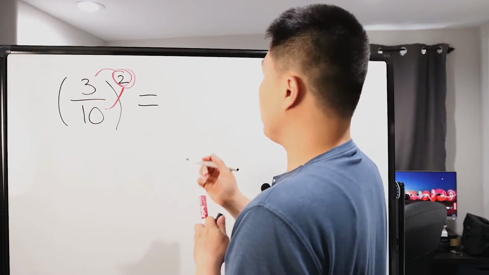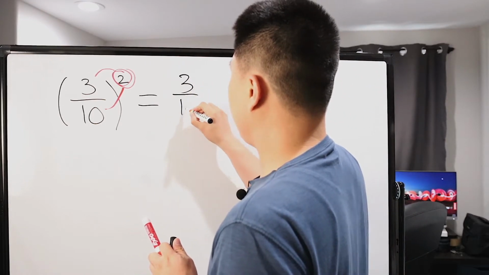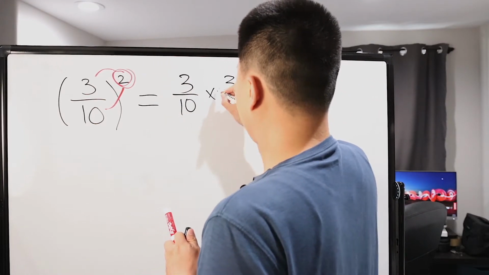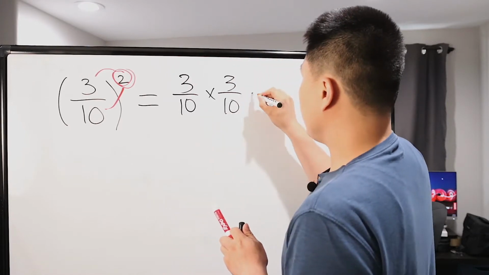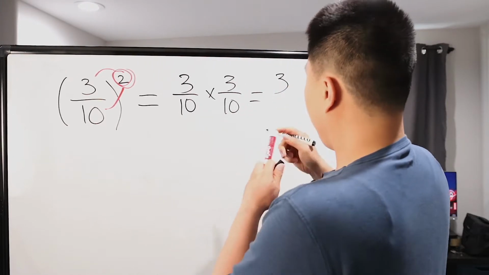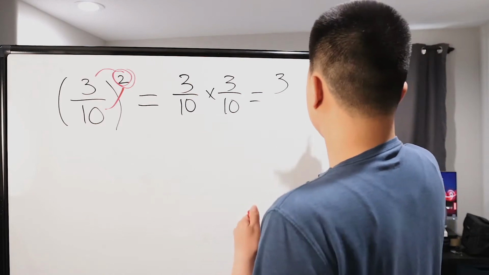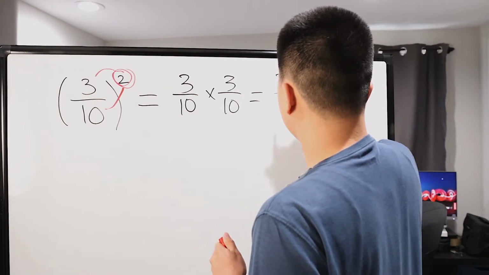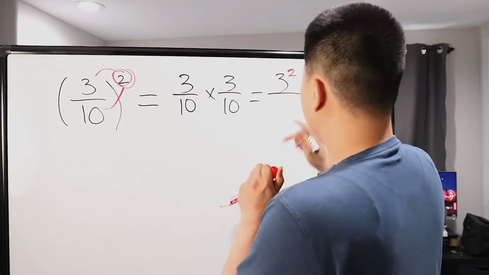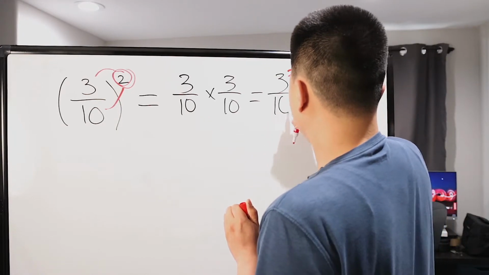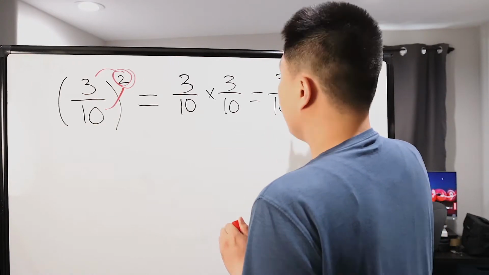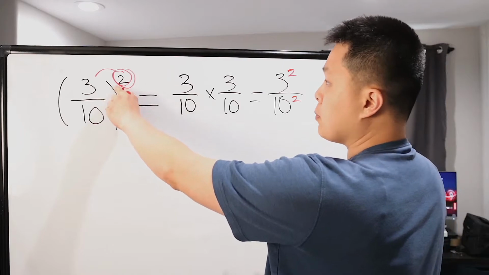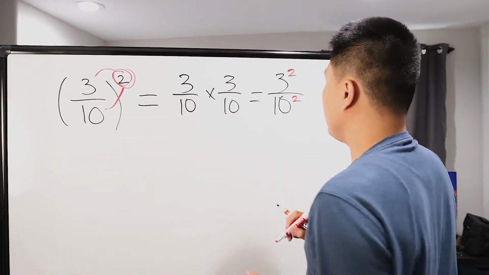So technically what you're doing is you're going to have 3 over 10 times 3 over 10, which in this case is just 3, and then as we mentioned, squared because it's multiplying by itself, and the bottom is going to be 10 squared. So we just distribute the exponent to the numerator and the denominator.